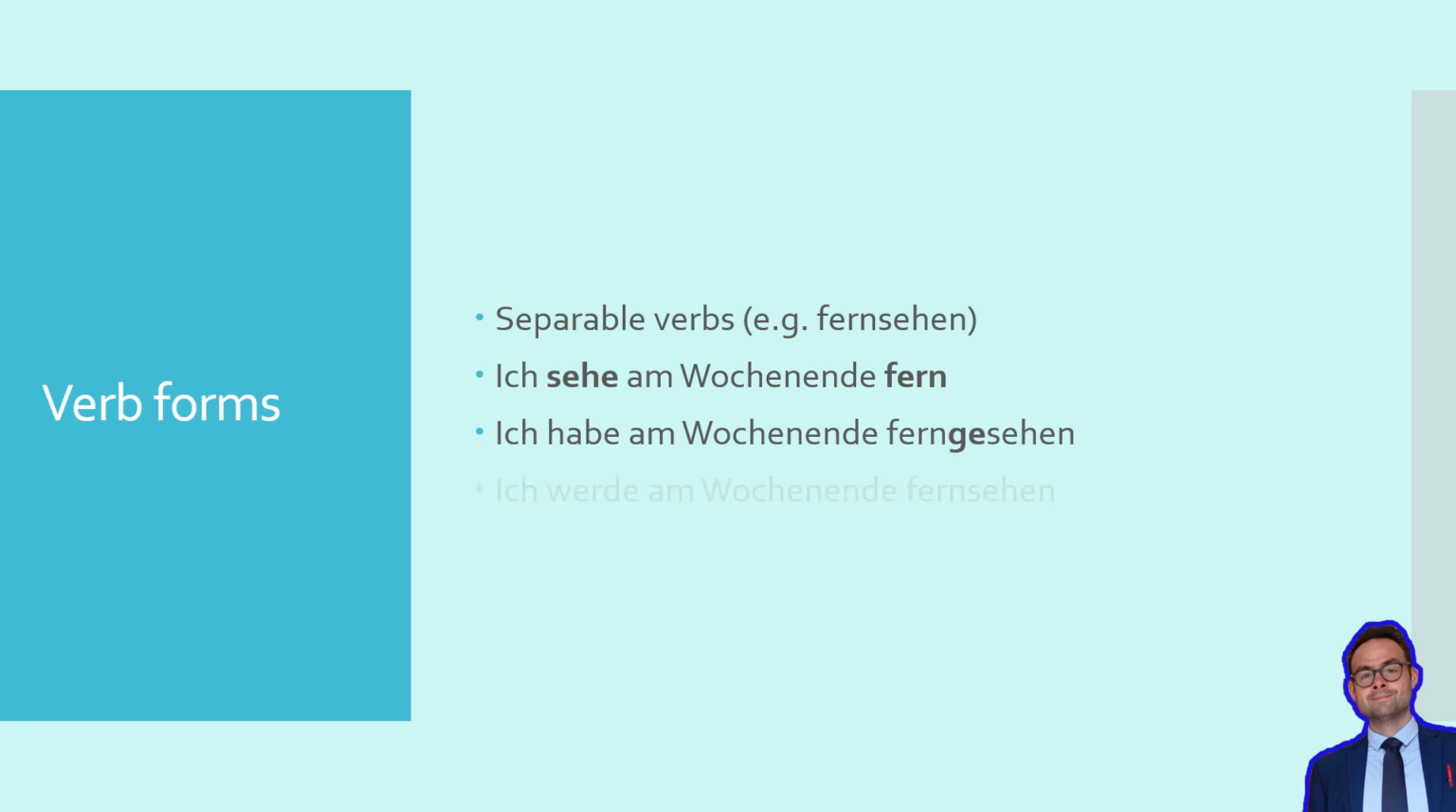And then in the future, this is the most straightforward bit, Fernsehen is the infinitive, and we just need the infinitive at the end, so you don't need to change the separable part when it's in the future tense. Or if you're using a modal verb, ich möchte Fernsehen or ich muss Fernsehen, then it's just the infinitive form and it's at the end.